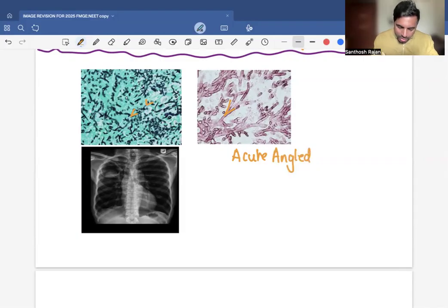Acute angle. And you see everywhere there is a septa. Inside you have a septa. So septate hyphae. Acute angle septate hyphae. They can give any clinical history.